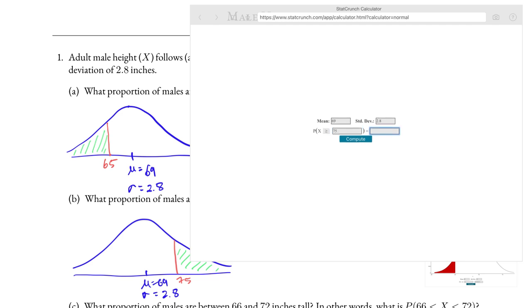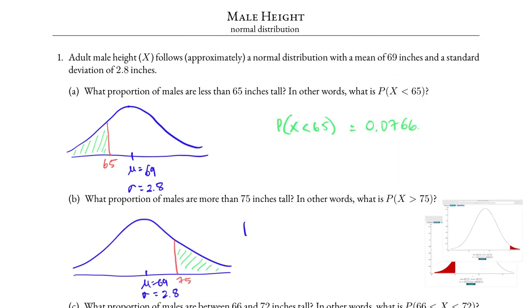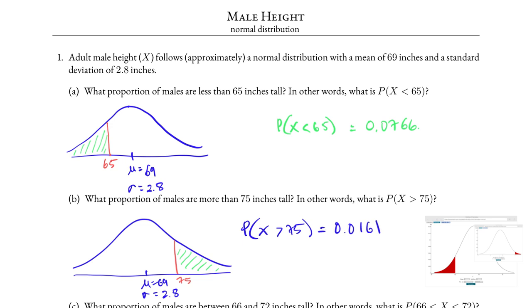The corresponding probability is 0.0161, rounded to 4 decimal places. And so the answer is P of x greater than 75 equals 0.0161. Now, since we're allowed to use the calculator, make sure we draw a picture, label, and shade the appropriate region. That is how we show our work.